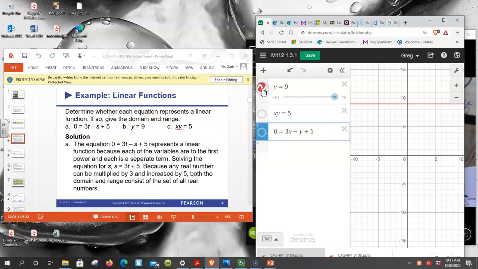So y equals 9 is going to be linear. It's going to be a horizontal line. x times y equals 5 is not, because you have to solve for y. And you're going to get y equals 5 over x, and x cannot be 0. So that's why there's no graph when x equals 0 here. That's called a hyperbola. That means you have a break in your graph. That means there's a problem, and there's certain values that cannot work.